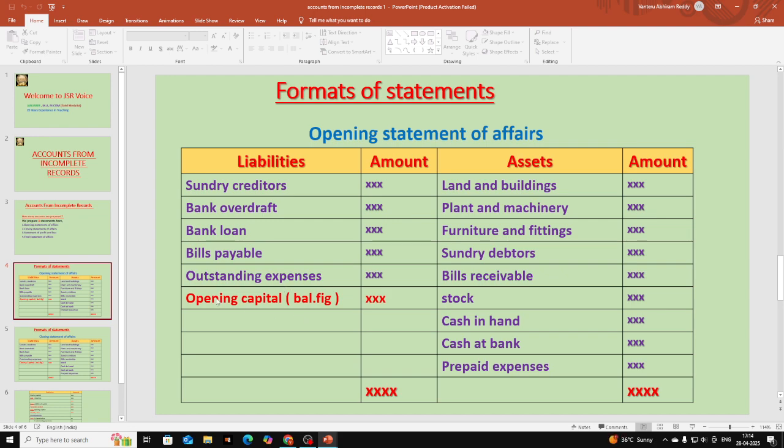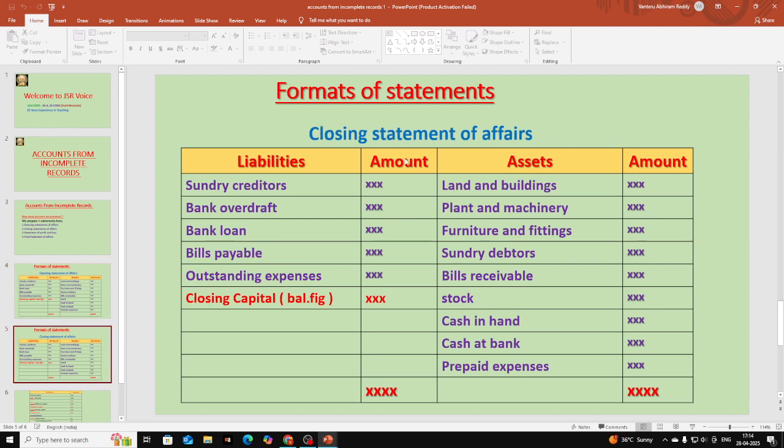Here in the opening statement of affairs, opening capital. Closing statement of affairs, what is the answer name? Closing capital. We are going to find out the closing capital. So same items but values may differ. Whenever we take the information from the question, opening information values may be different if we compare with the closing information. Hope this is clear.